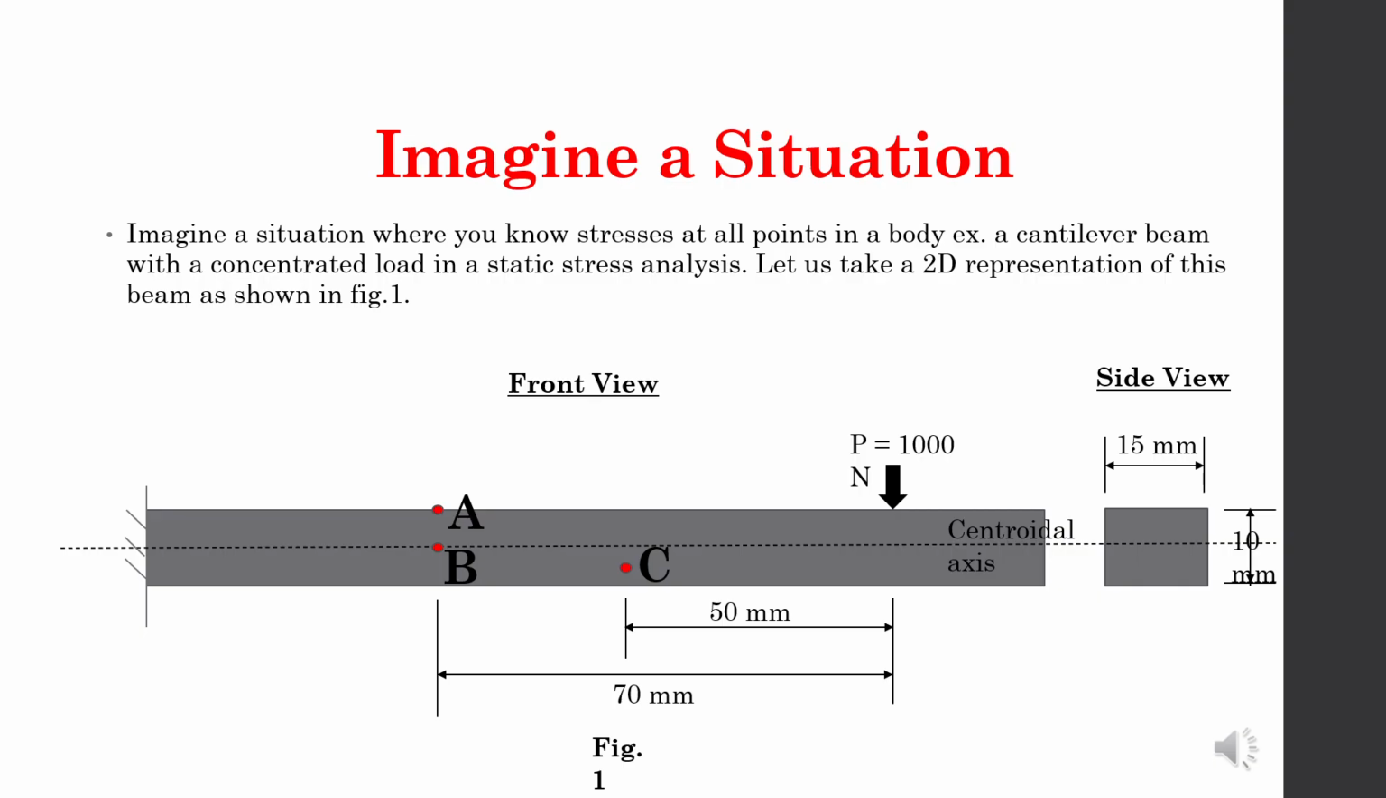So, consider a bar like this, which is fixed at one end, and close to the free end, not at the free end, we have a load of 1000 newtons applied as a transverse load. The length of this bar is 100 mm, the width is 15 mm, and its height is 10 mm. So let us analyze this problem.